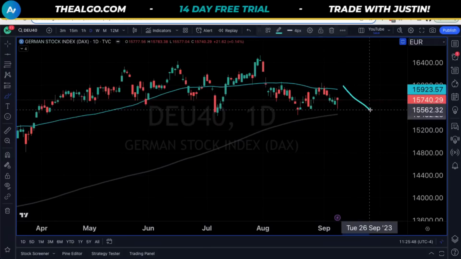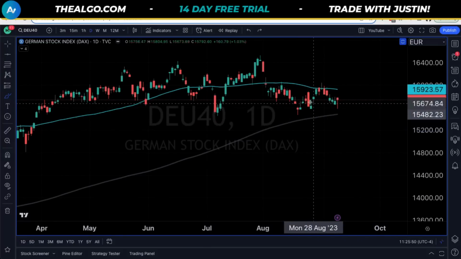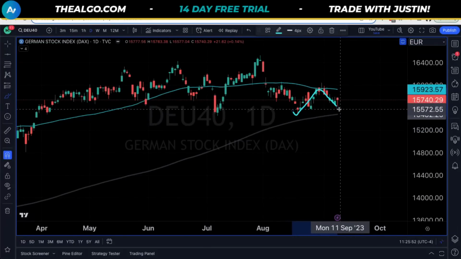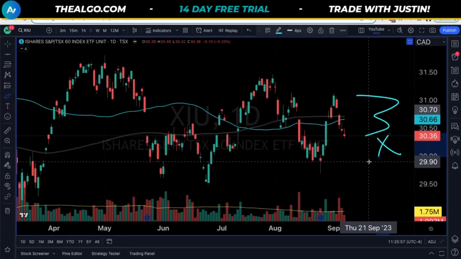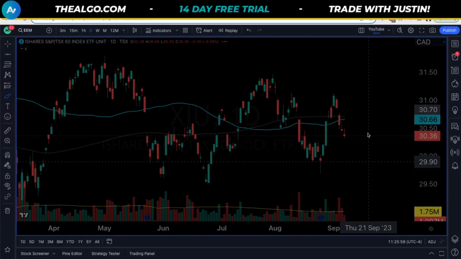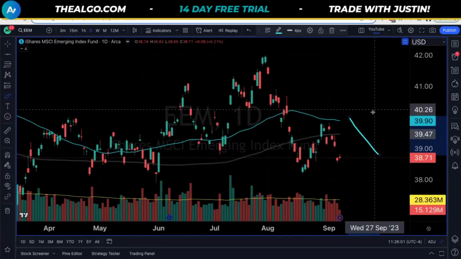Looking to the DAX, it is below for multiple days now, right? Dead cat bounce, hit it, reject. Okay, so that's Germany. Now we look at Canada, 3 days below, right? Not looking good, below both averages as well. We look to emerging markets, it is way below.